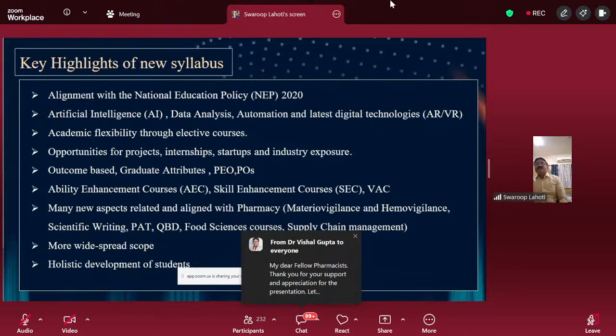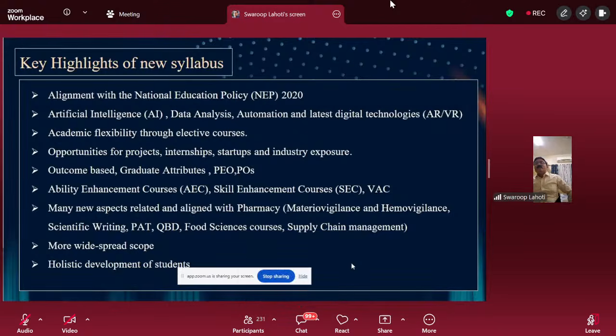The number of electives is increased in every semester, and that will give choices to the students as per their liking and where they want to take their career. Along with that, there are opportunities for projects, because in the previous syllabus we had only one project, but here two semesters have projects, the 7th semester and 8th semester, and the student has to submit 2 project reports.